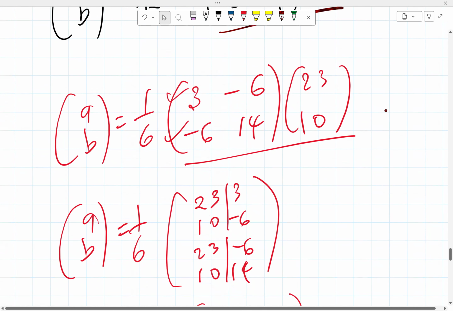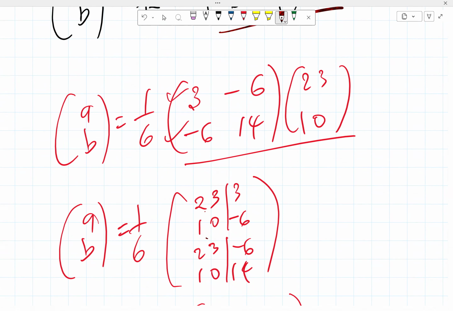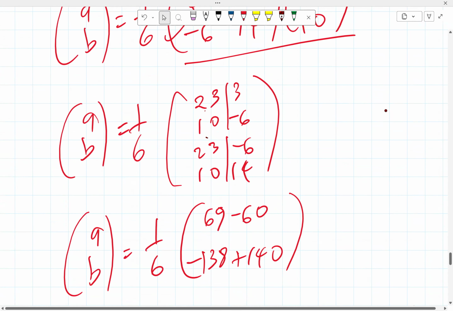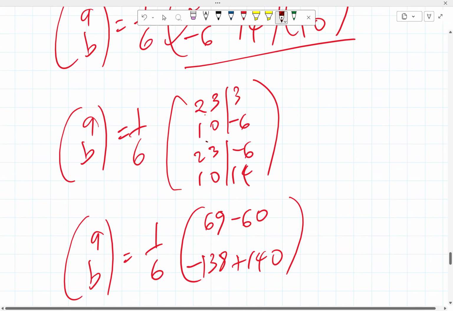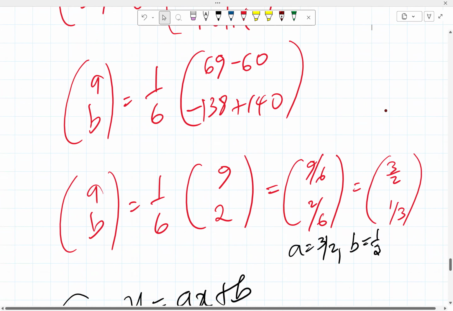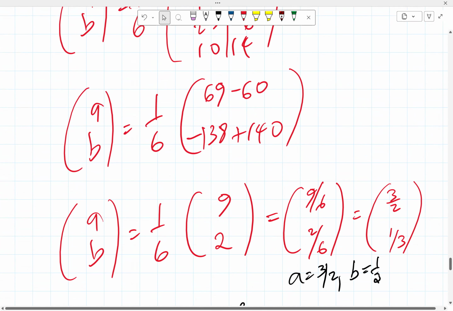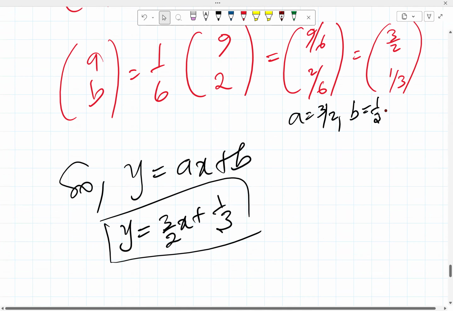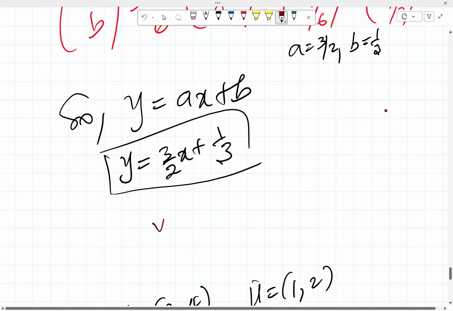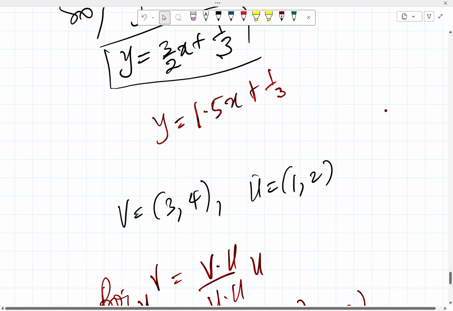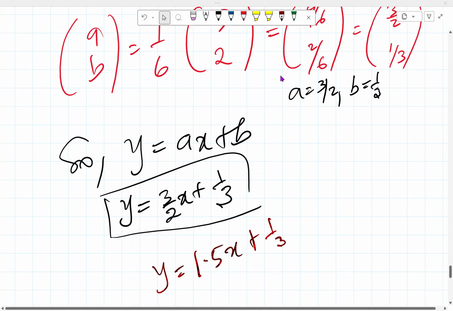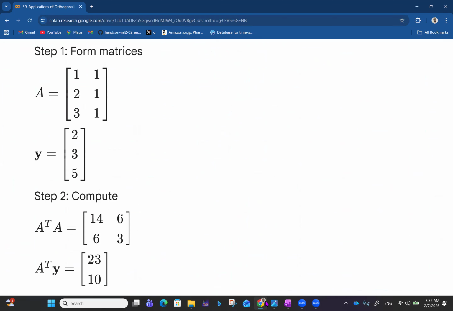So, that's because this is two rows, you write this two times 23, 23, 23, 10, 23, 10, and then you have 3 minus 6 over the top, minus 6 over 14 over the bottom, and then you have 23 times 3, 69 minus 60, 23 minus 6, 138 plus 140, and then you have 1 over 6 into 69 minus 60 is 9, 138 plus 140 is 2. So you have 9 over 6, 2 over 6, and then you get those values, and then you get your results, which is now y equals 1.5x if you like, plus 1 over 3 or 0.667 if you like. So exactly the same thing we did in that other video.